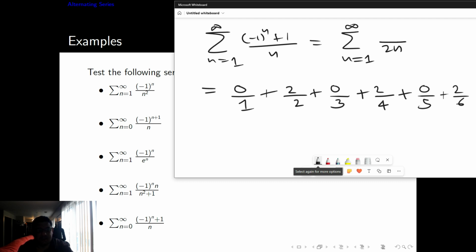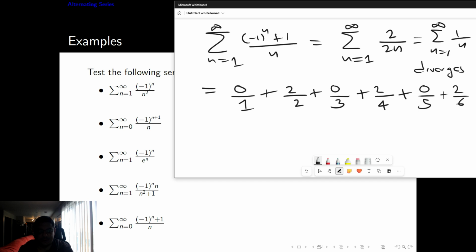And on the top is always 2. So really, this series in disguise is just the series of 1 over n. And as we know, this series diverges. So this is not even an alternating series case. We don't get the numbers to alternate. It's not an alternating series. And at the end, we see that this series can be really rewritten as the harmonic series.